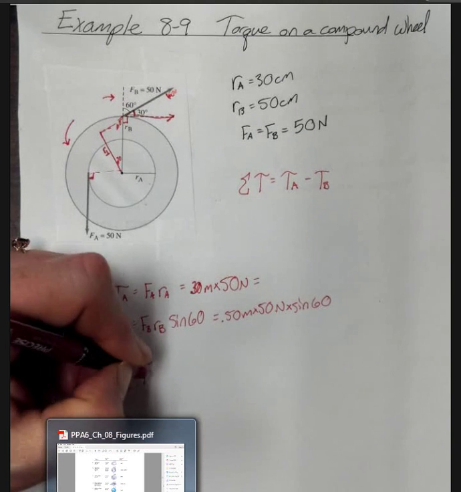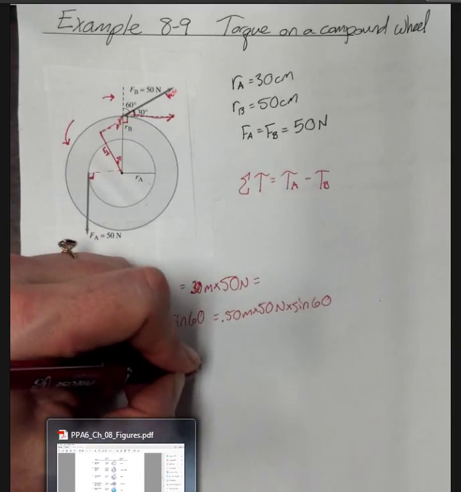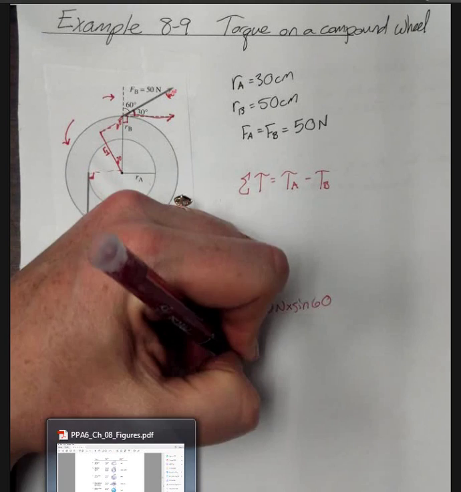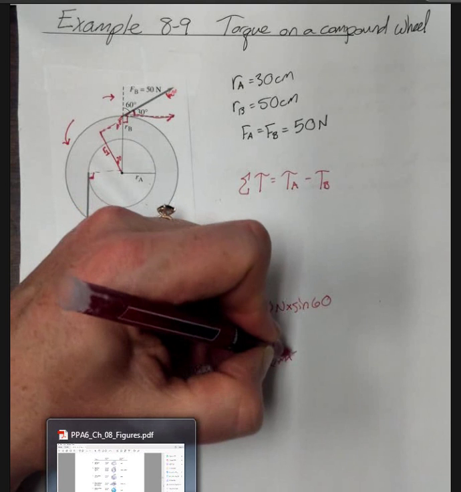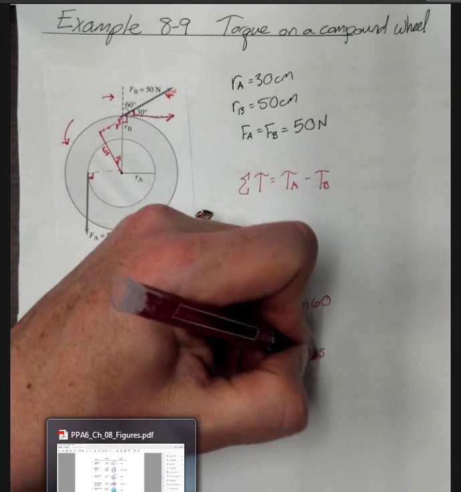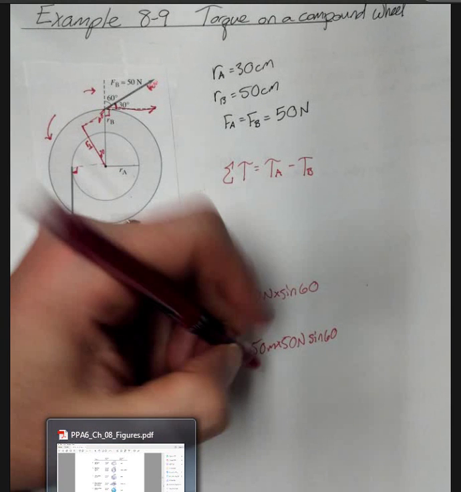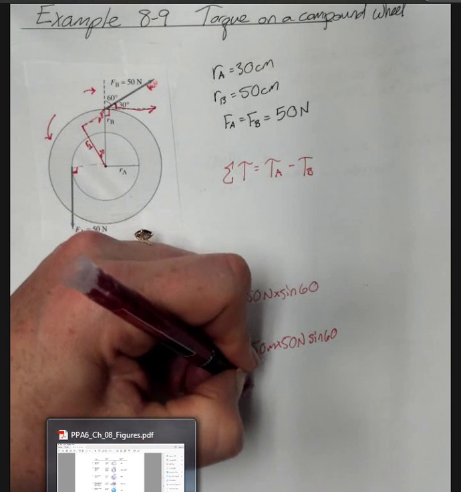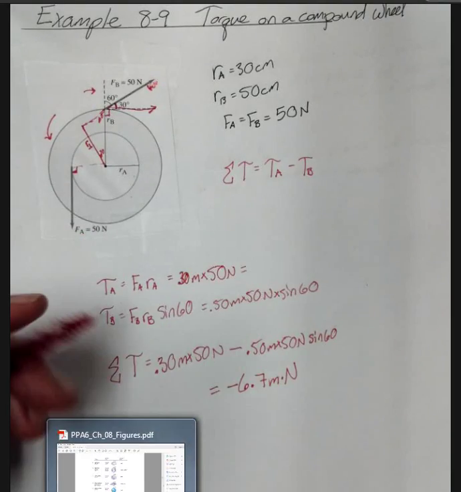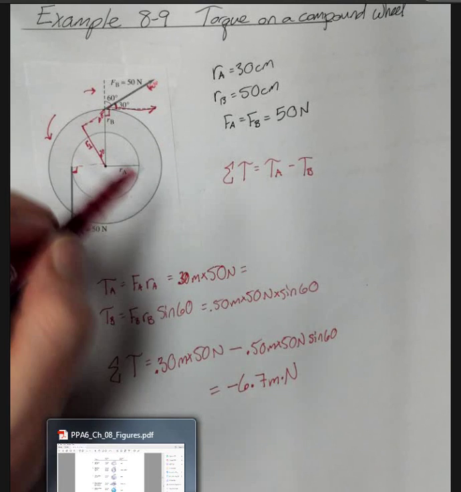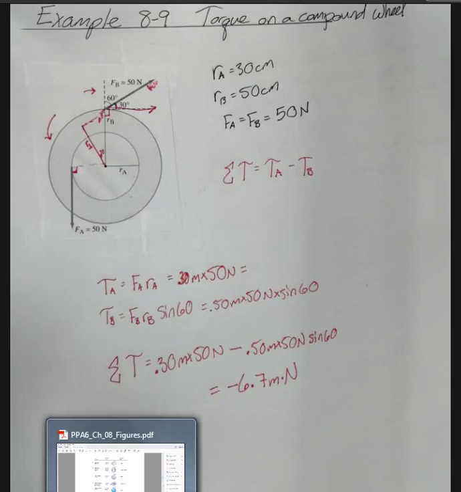Net torque is going to be equal to 0.30 meters times 50 newtons minus, because the other one is in the clockwise direction, 0.50 meters times 50 newtons times the sine of 60. And when we calculate that out, we end up getting a negative 6.7 meter newtons, which means that overall the net torque is working in the clockwise direction, and this object is going to accelerate rotationally in the clockwise direction.